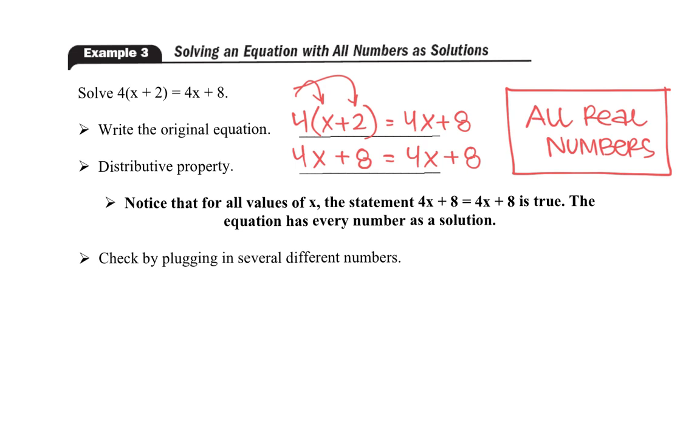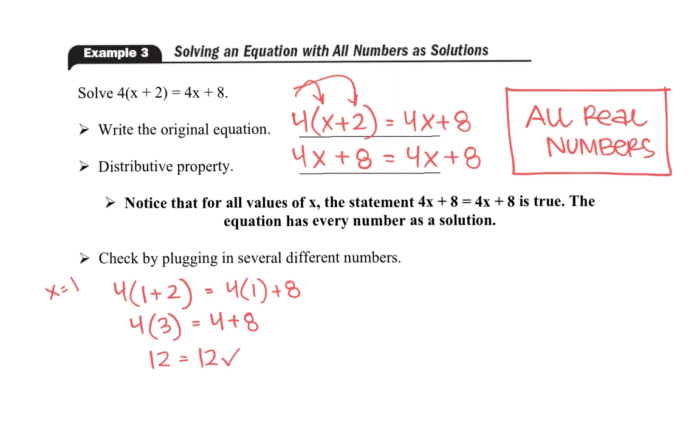So if I get to choose, I'm going to try to make this as easy for myself as possible. So I'm going to say, what if x equals 1? So here I would have 4, and then in parentheses, 1 plus 2 equals 4 times 1 plus 8. So on this left side, I do the parentheses first. On the other, I'm going to do the multiplication first. 4 times 3 is 12, and 4 plus 8 is also 12. So again, I ended up with a true statement, so I know that worked. Now, when you're doing your homework, that's all you have to do. You just need to plug in one number.